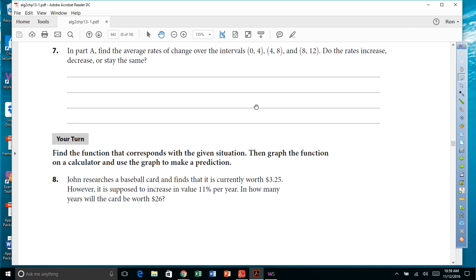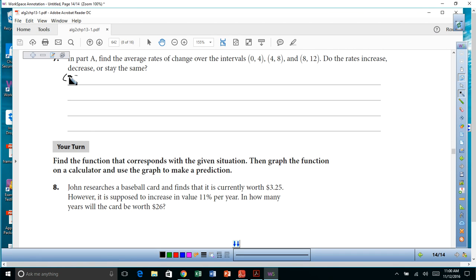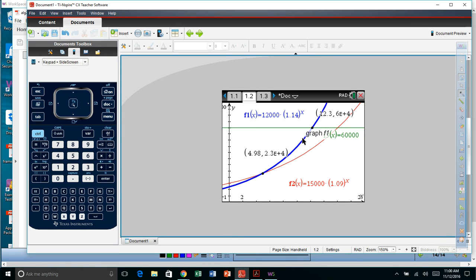Reflect. In part A, find the average rates of change over the intervals 0 to 4, 4 to 8, and 8 to 12. Do the rates increase, decrease, or stay the same? So that was part A. So 0 to 4, right? Where was it at 0? Let's go back, and then we're doing this graph right here.